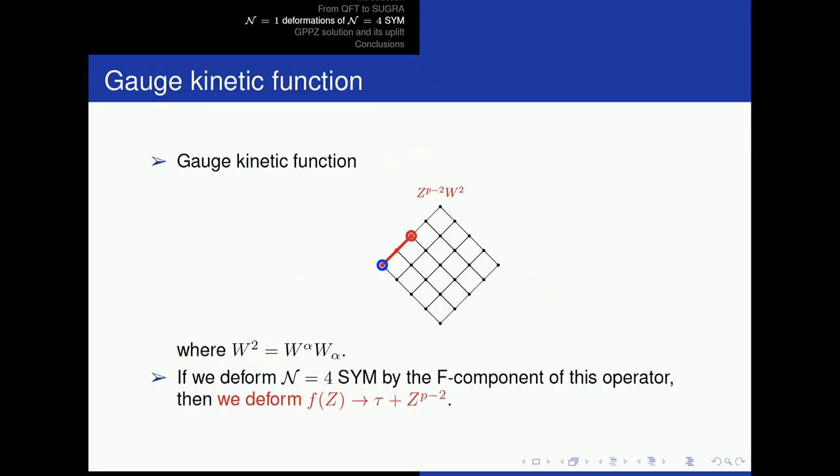So now let me briefly discuss the other cases. If you want to deform the gauge kinetic function, then the corresponding F term comes from here. So now you start from this knot and you move down. This is going to describe this kind of deformation. That deforms the function from just the gauge coupling to z to the p minus 2. And again, you can discuss all of them.